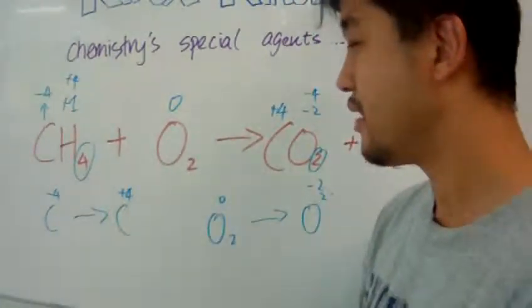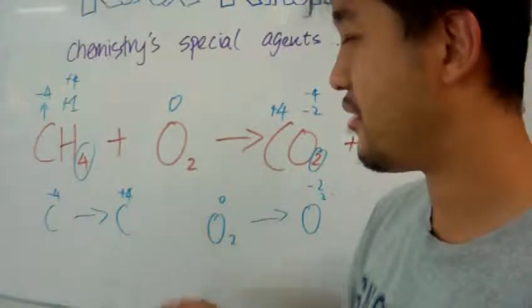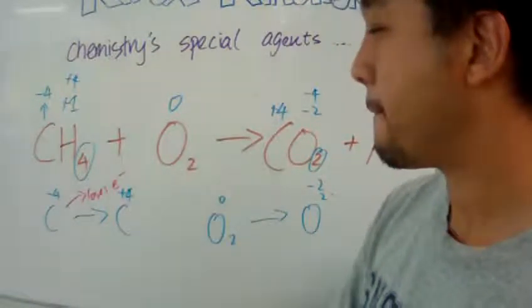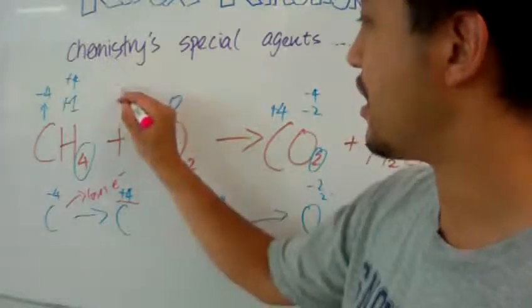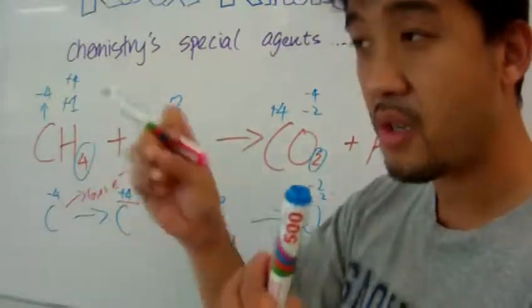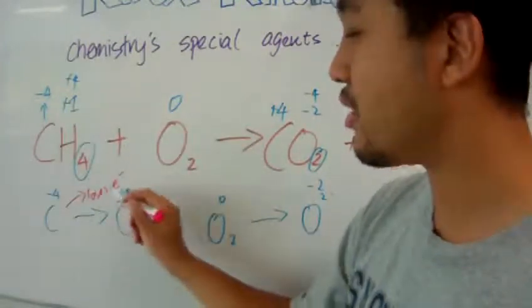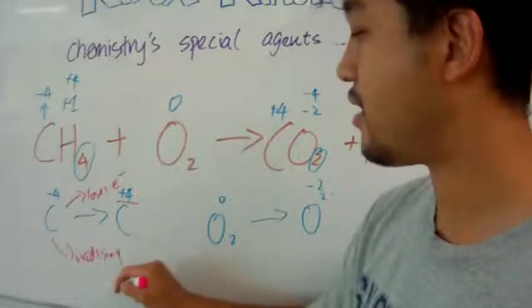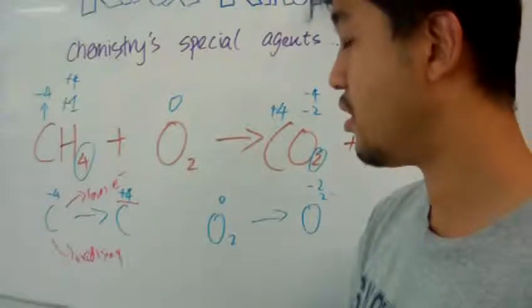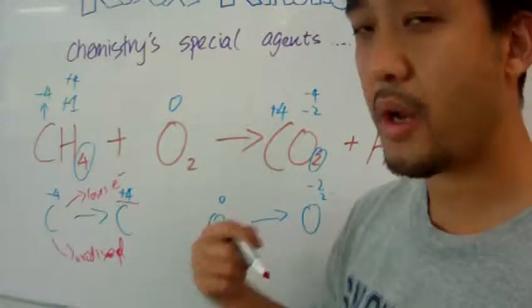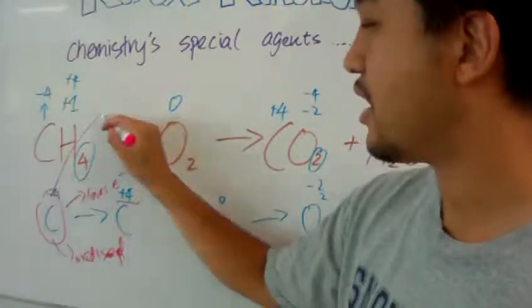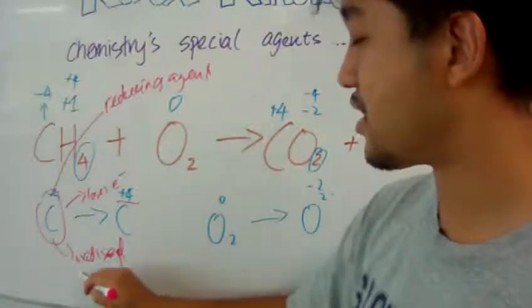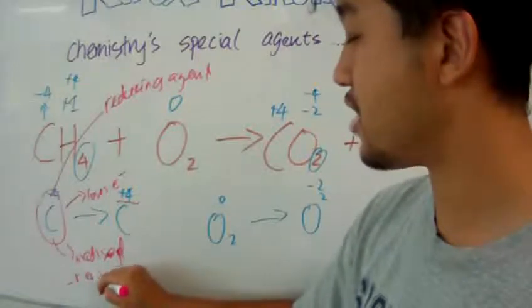When you go from a negative number to a positive number, you're basically losing electrons, because when you lose electrons, you lose negative charge and your number becomes more positive. So you can say that this is oxidizing. Carbon is oxidized. And what agent do we call carbon here? This is our reducing agent. It's oxidized, and it is also our reducing agent.